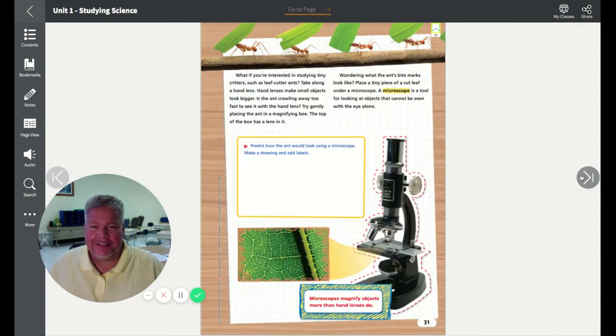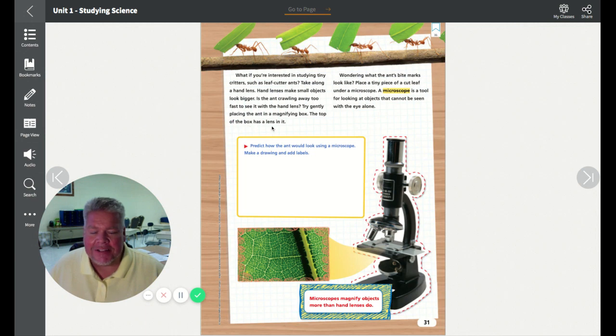Next page. More tools. What if you're interested in studying tiny critters such as leafcutter ants? Take along a hand lens. Hand lenses make small objects look bigger. I always call it a magnifying glass, but this is calling it hand lenses. Is the ant crawling away too fast to see with a hand lens? Try gently placing the ant in a magnifying box.